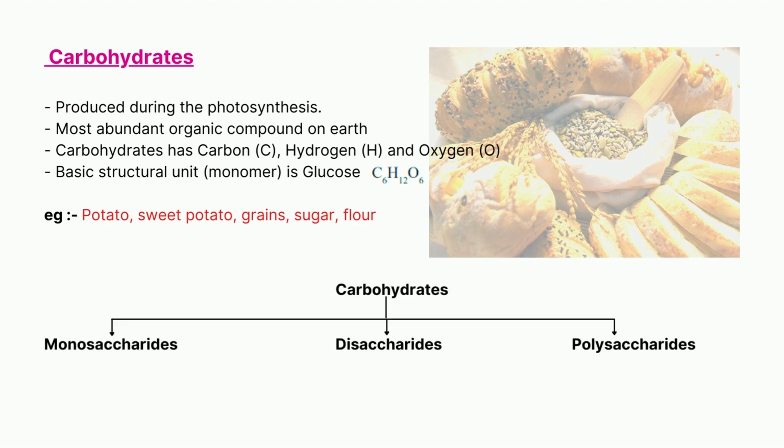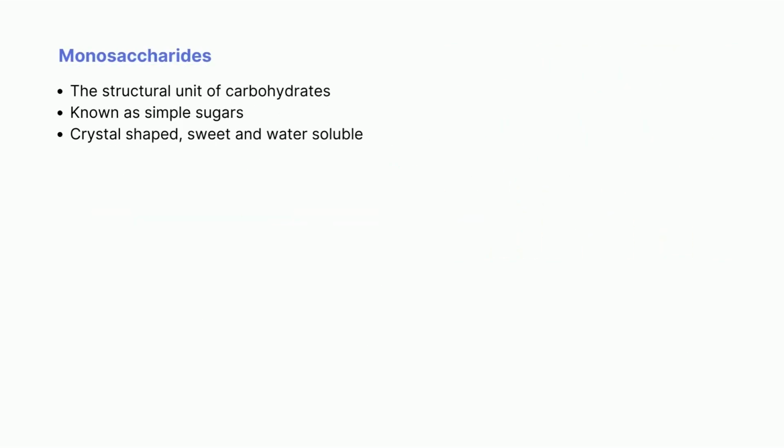Now let's see how we can classify carbohydrates based on their molecular formula and structure. Carbohydrates can be classified into three groups: the monosaccharide, disaccharide, and polysaccharide. Mono means one, so there is only one sugar group, and saccharide means sugar. All the carbohydrates are made up of monosaccharide units, so this is the structural unit of carbohydrates. They are known as simple sugars.